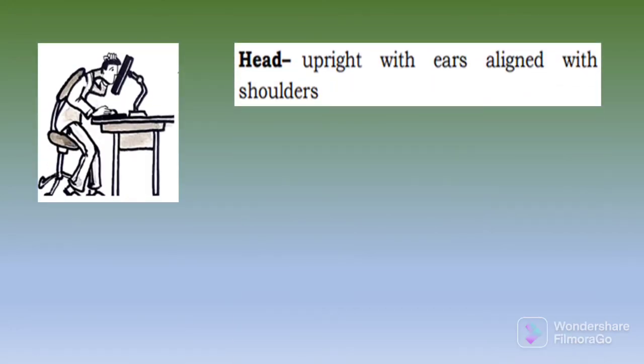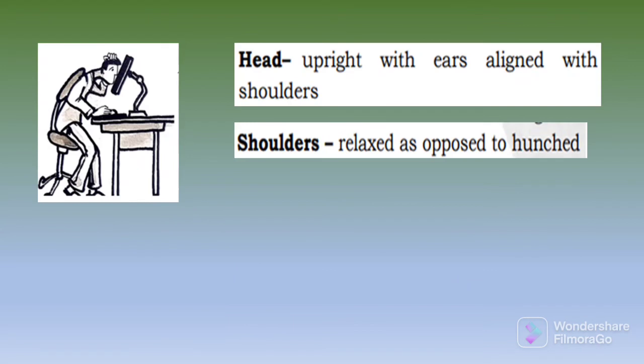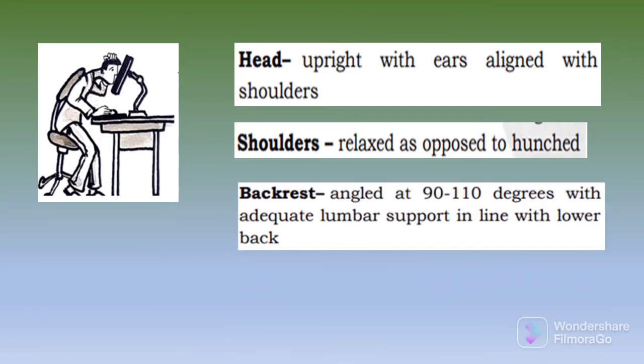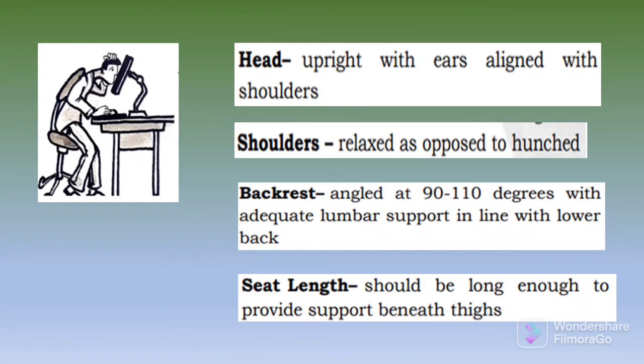Let us check your answer. For this position, the head should be upright with ears aligned with shoulders. The shoulders should be relaxed as opposed to hunchback. The backrest aligned at 90 to 110 degrees with adequate lumbar support in line with lower back. The seat length should be long enough to provide support beneath thighs.